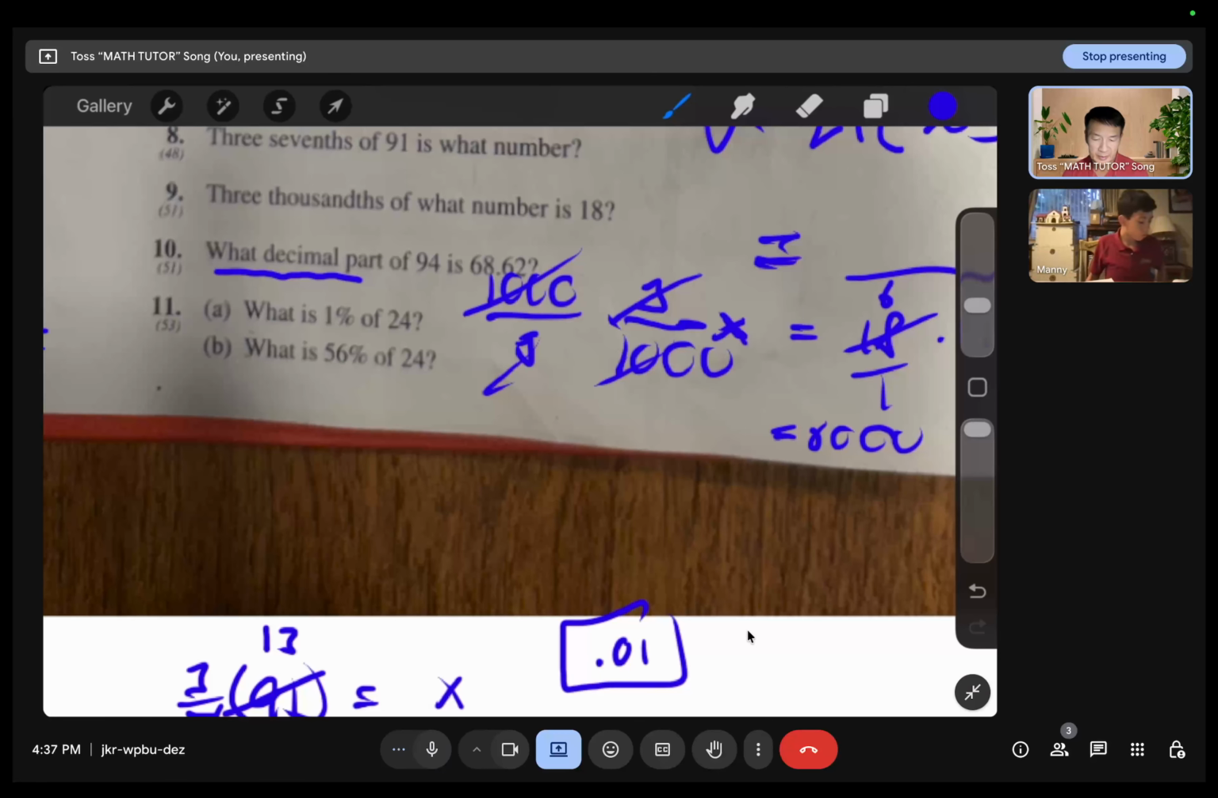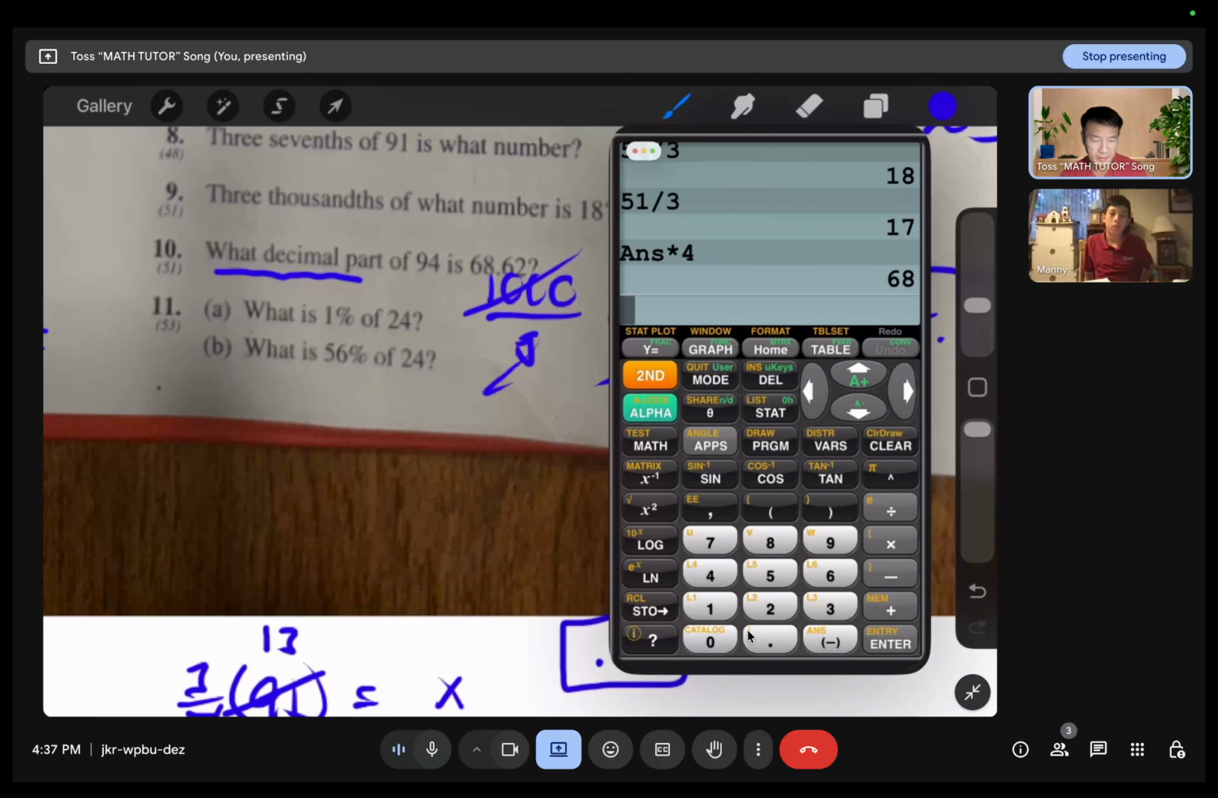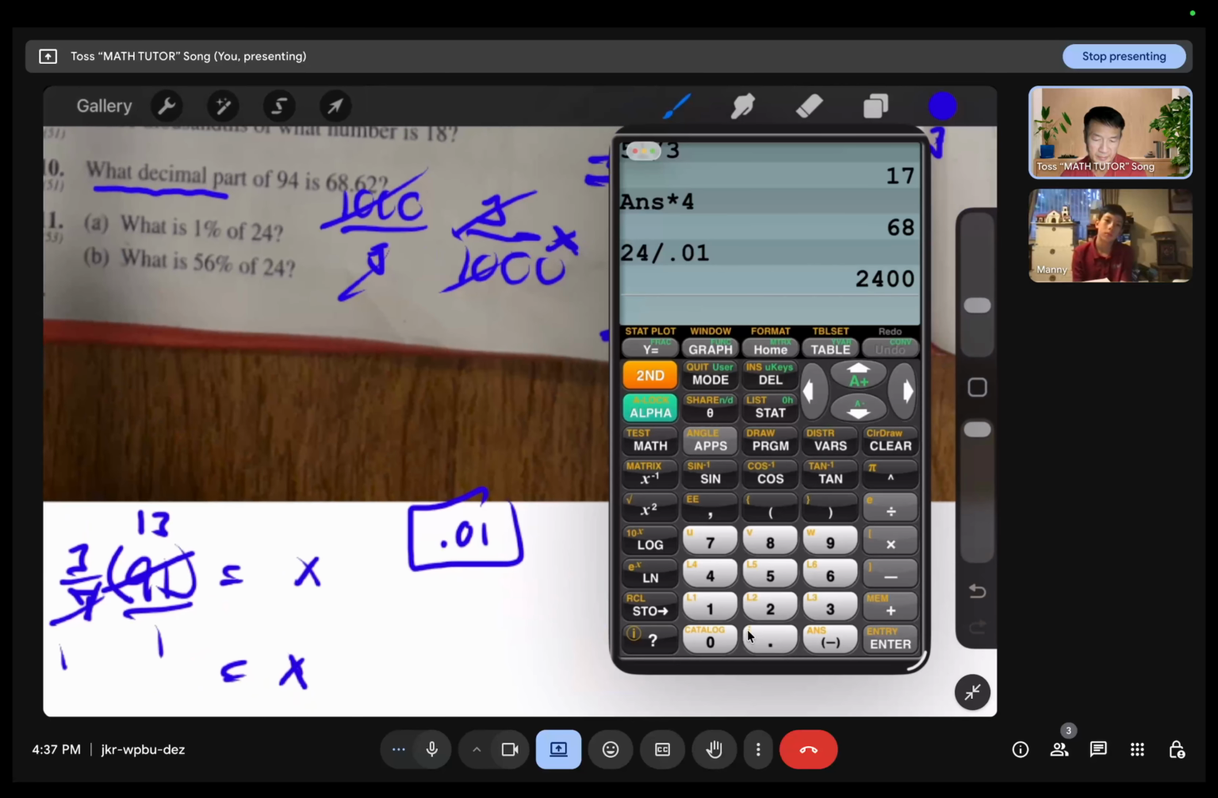Let me show you why. Watch. You want to think differently? Here, I'll divide it by 0.01 like you said. Check out, okay? In the calculator here. It's too big. You can't say 2,400 is 1% of 24, right? That's not true. It has to be way smaller than that. So yeah, you can't divide 24 by 0.01. Then what do you think you should do?